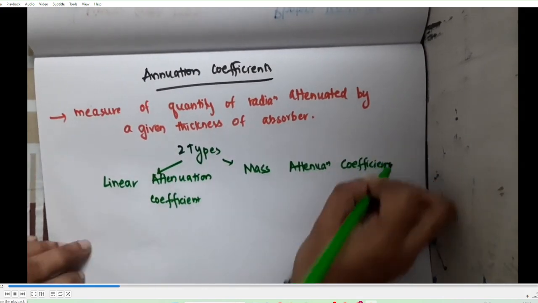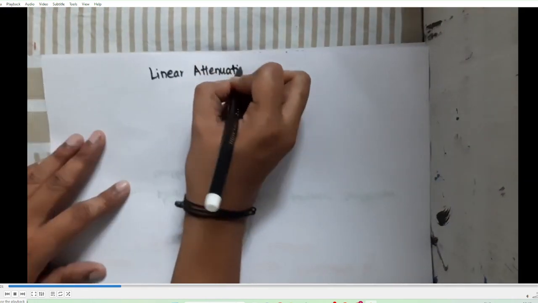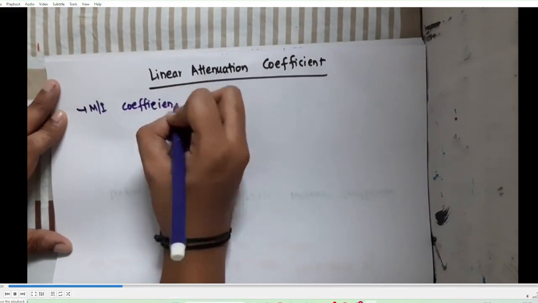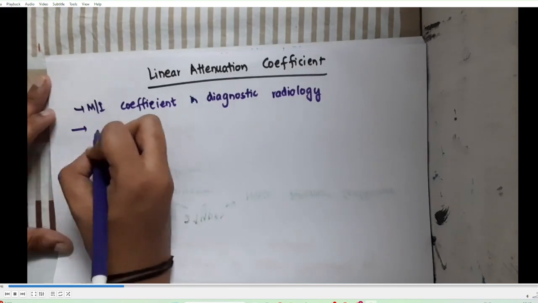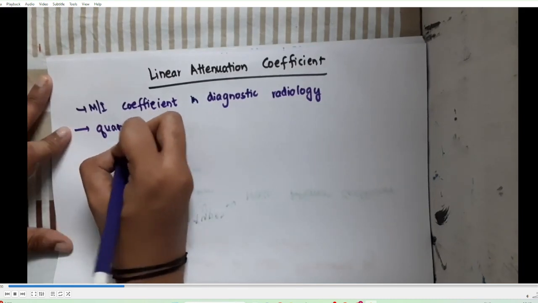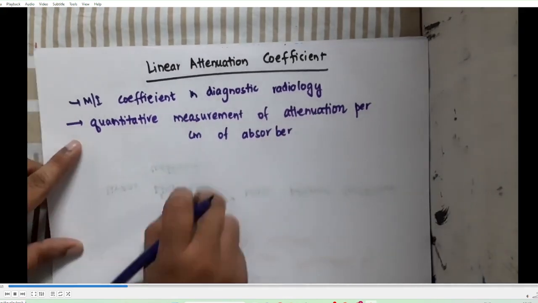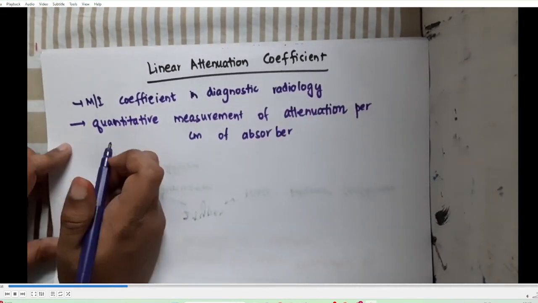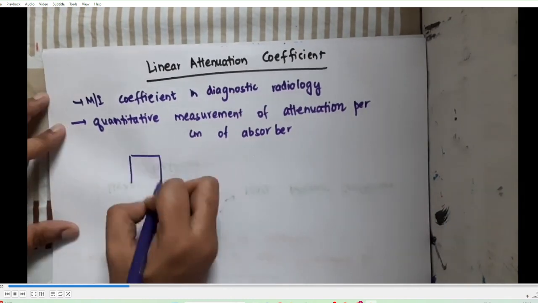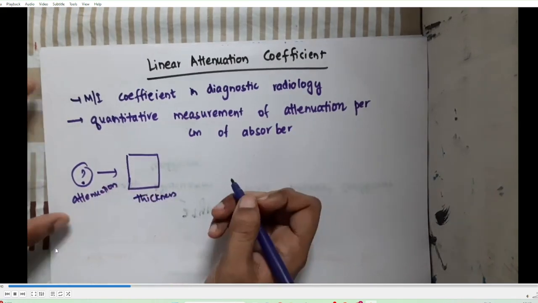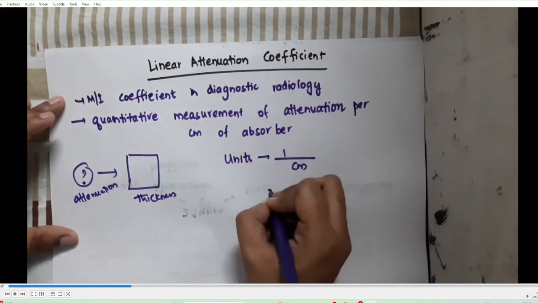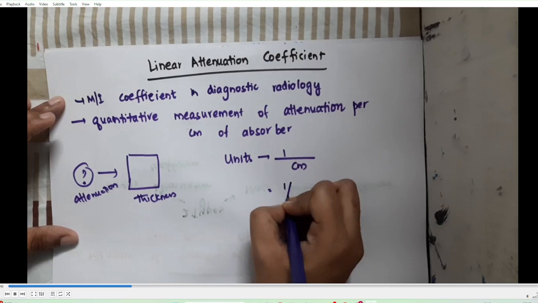Second, mass attenuation coefficient. The most important coefficient for diagnostic radiology is linear attenuation coefficient. Linear attenuation coefficient is a quantitative measure of attenuation per centimeter of absorber. So it tells us how much attenuation we can expect from a certain thickness of tissue, because we measure the patient thickness in centimeter. So how much attenuation is done for a certain thickness of tissue is linear attenuation coefficient. It is a practical and useful attenuation coefficient.